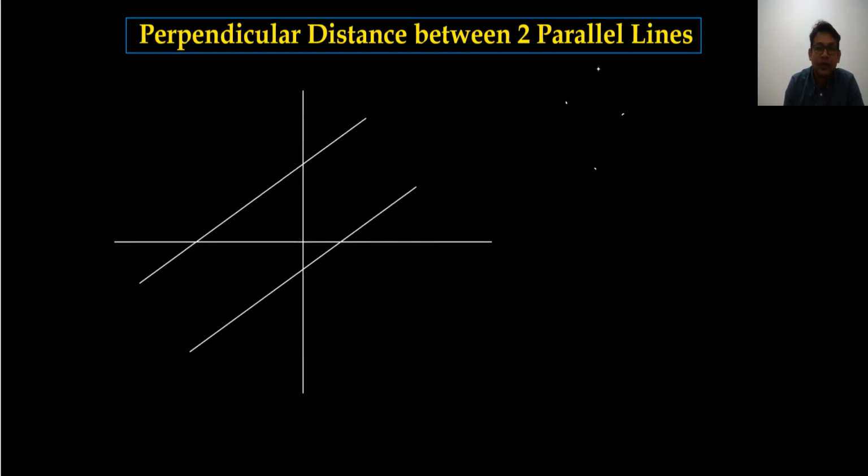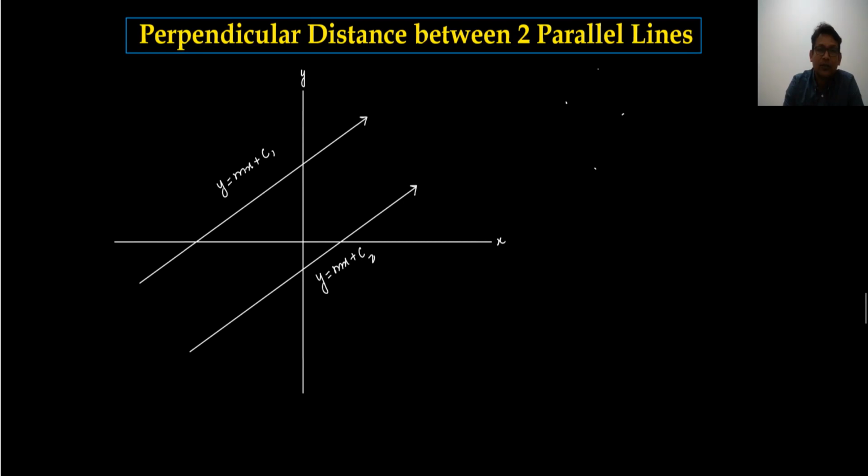So we can do one thing. This is the y-axis, this is the x-axis, and the lines are parallel. So the equation of this line, I suppose, is y equals mx plus c1, and the equation of this line is y equals mx plus c2.